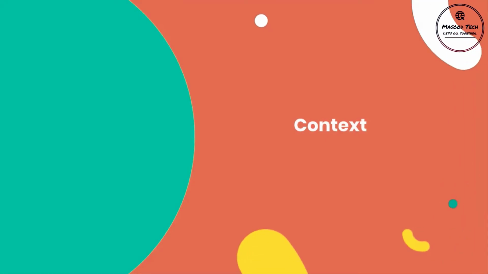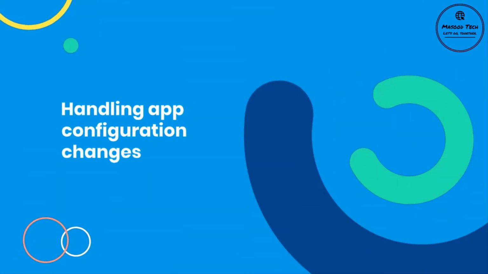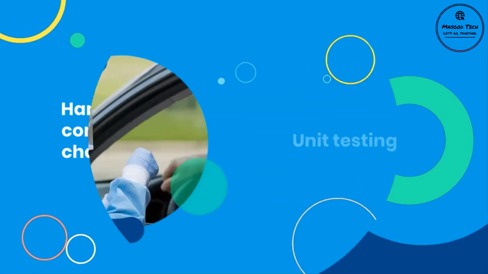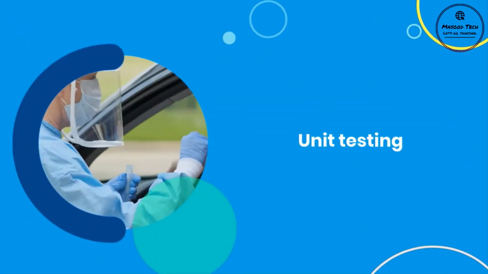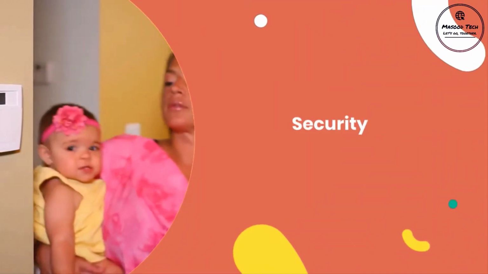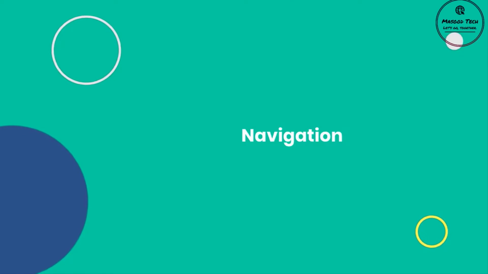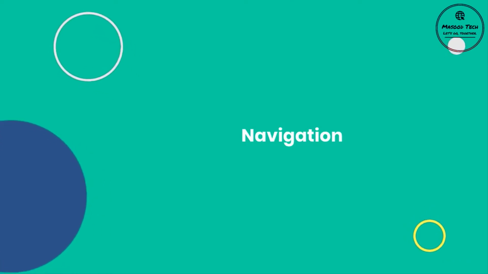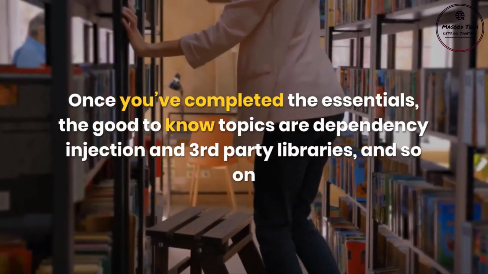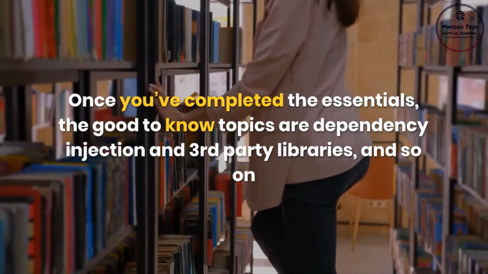Number 2. Context. Number 3. Handling app configuration changes. Number 4. Unit testing. Number 5. Multithreading. Number 6. Security. Number 7. Navigation. Once you've completed the essentials, the good-to-know topics are dependency injection and third-party libraries, and so on.